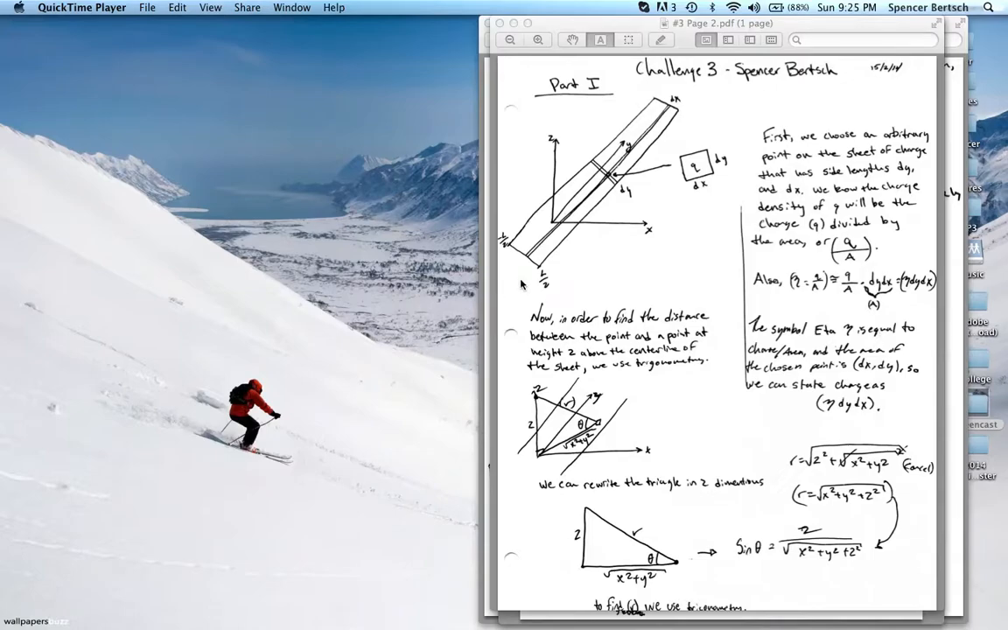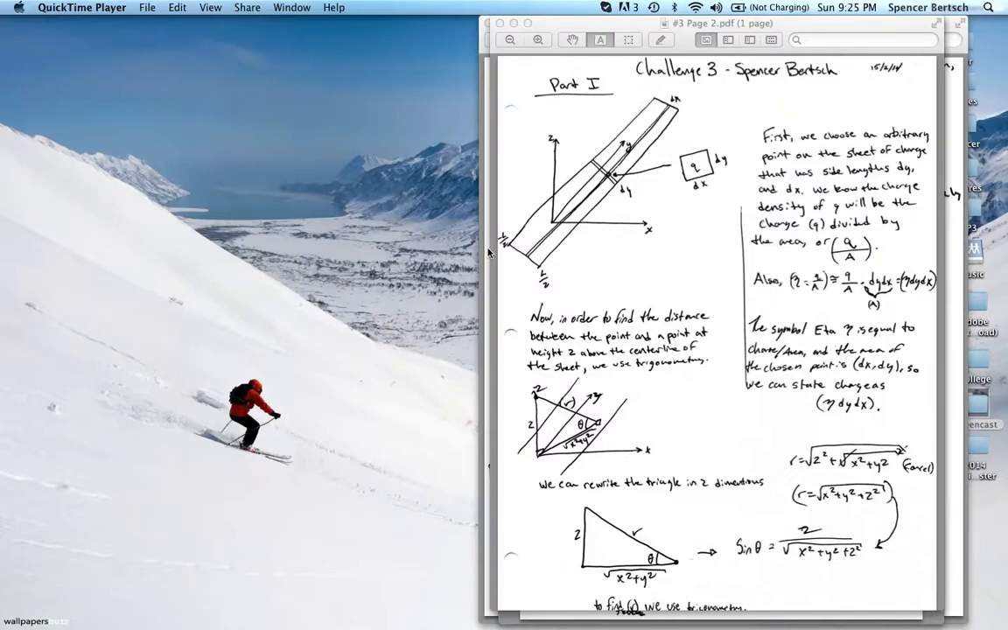This diagram represents the sheet of charge, and in the y direction it goes to positive and negative infinity. There are ends drawn here, but just imagine it goes on this way to infinity and on this way to infinity. In the x direction, it goes from L over 2 to negative L over 2. So those have bounds, but in the y direction it has no bounds.